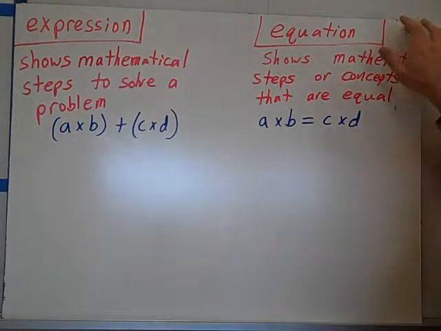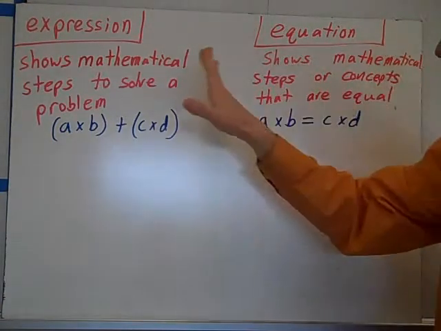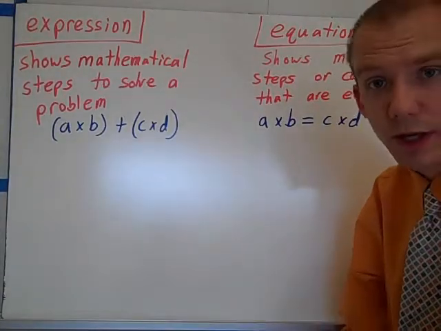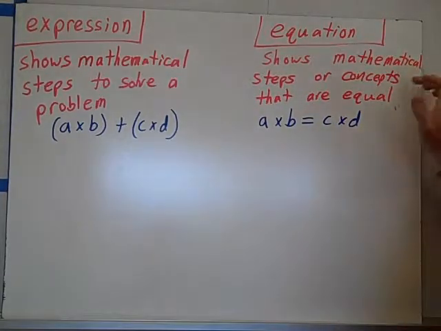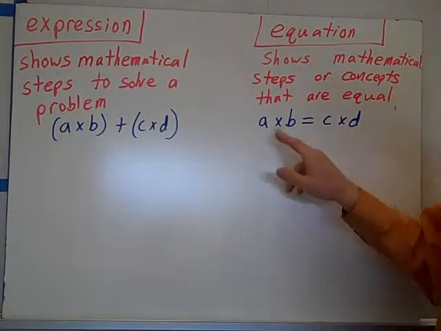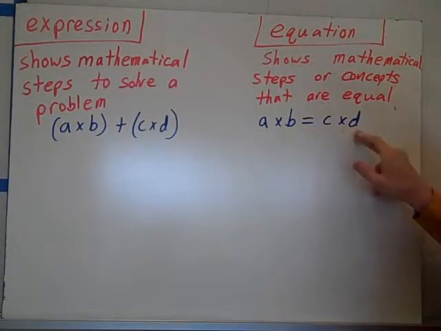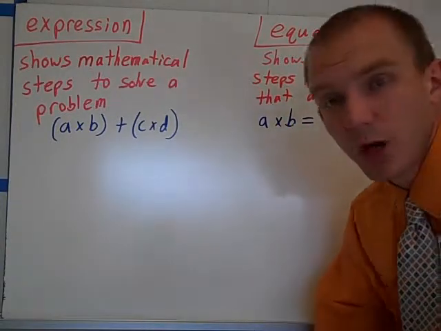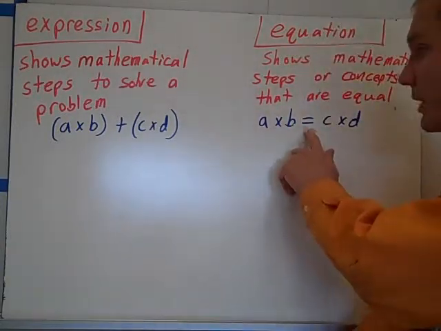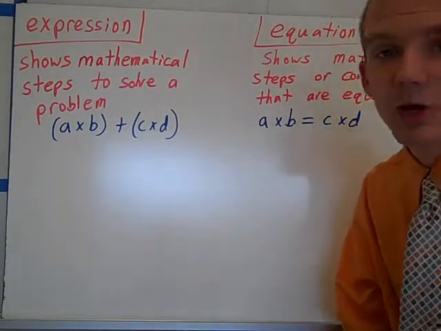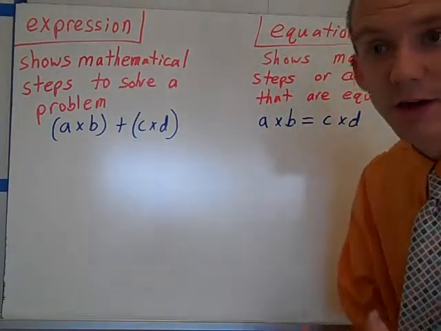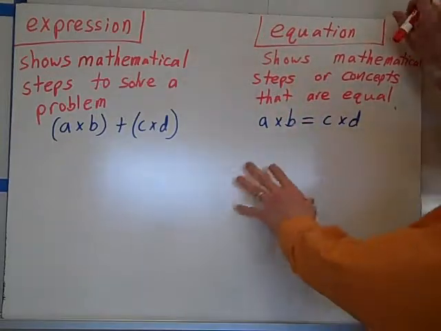An equation is another common mathematical term that people often get confused with expression. Expression has no equal sign. An equation shows mathematical steps or concepts that are equal. So like if A times B equals C times D, it's showing that these two, if I actually did them, would be the same number. That's what the equal sign is saying. Without an equal sign, you're dealing with an expression that says what to do. This is kind of saying these two things, if I did them, would be equal.